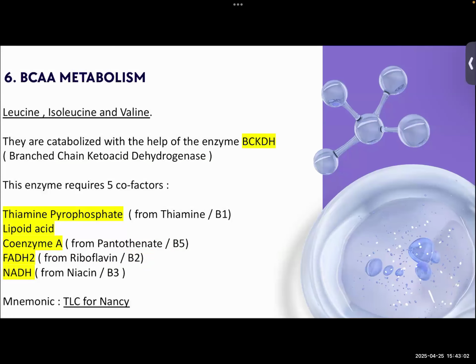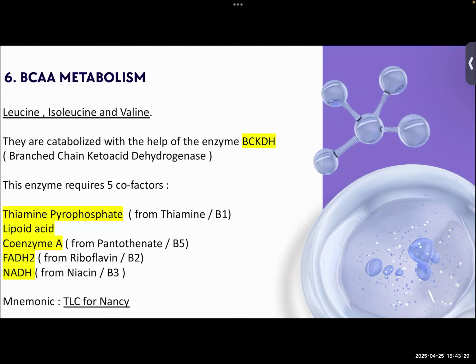Okay, so this is really the last one. There is one minor one after this, but it's not important. So this one is branched chain amino acid metabolism. I told you all the branched chain amino acids already because these are the ones that are metabolized in the muscles, not in the liver: leucine, isoleucine, and valine. The enzyme, and this is really important, has been tested multiple times before in the past.